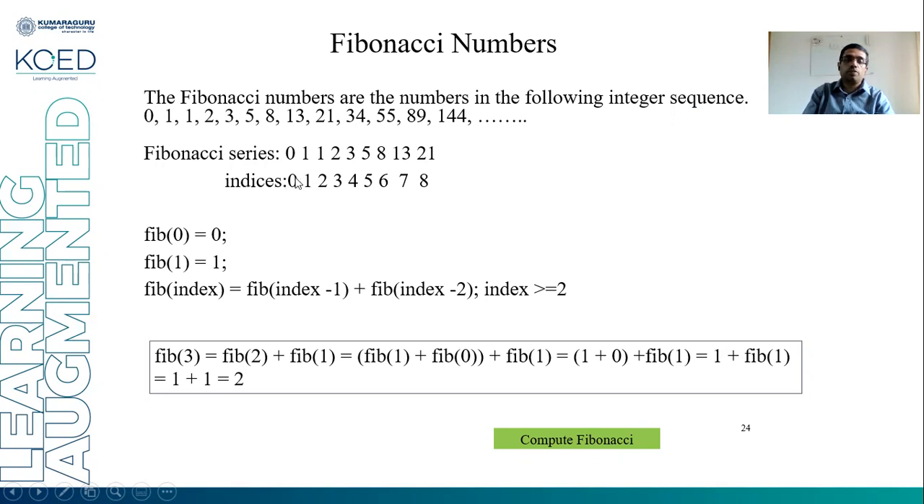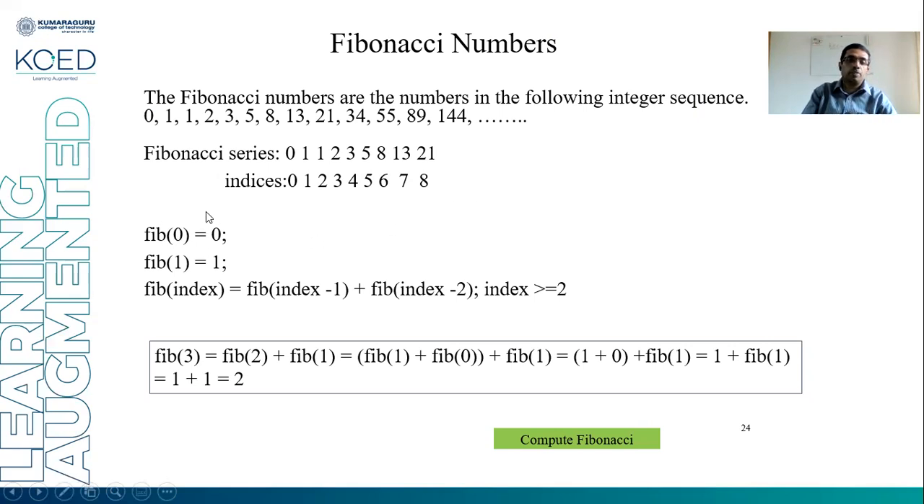Now the indices. The zeroth Fibonacci number is 0, the first Fibonacci number is 1, the second Fibonacci number is 0 plus 1, which is 1, the third Fibonacci number is 1 plus 1, which is 2, the fourth Fibonacci number is 2 plus 1, which is 3, and the fifth Fibonacci number is 3 plus 2, which is 5. The sixth is 5 plus 3, 8, the seventh is 8 plus 5, 13, and the eighth is 13 plus 8, 21, and so on. It will go like this.